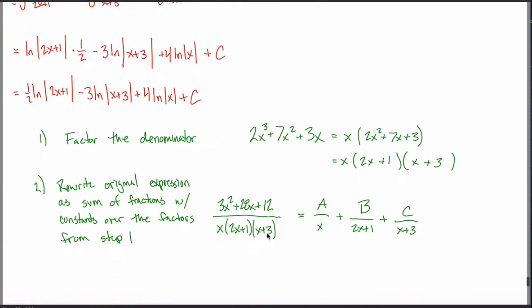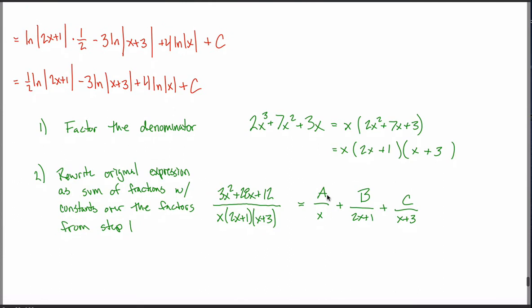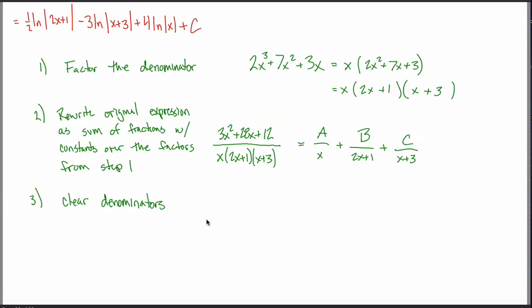All I'm doing on the bottom here is I'm writing the factored form of the denominator. So the denominator started out as 2x cubed plus 7x squared plus 3x. But in step 1, we figured out that's the same as x times 2x plus 1 times x plus 3. So I can write x times 2x plus 1 times x plus 3 down in the denominator here. That's step 2. Step 3 is to clear the denominator.